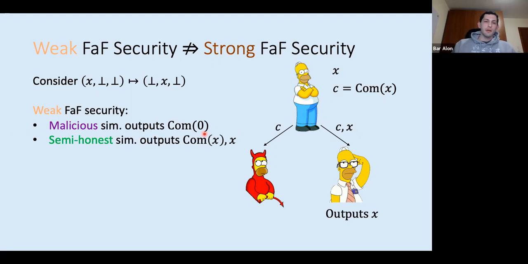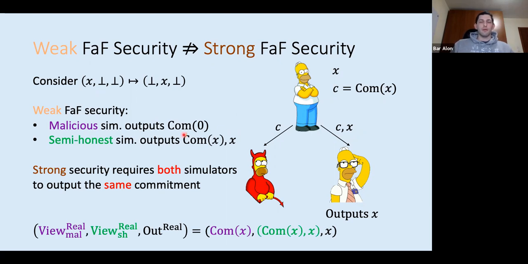The semi-honest simulator cannot put 0 in the safe because he knows X. He must know X. This is part of the information that it receives. The semi-honest simulator receives X from the trusted party. So he has it, so he can commit to X. So this is the view of the semi-honest party.